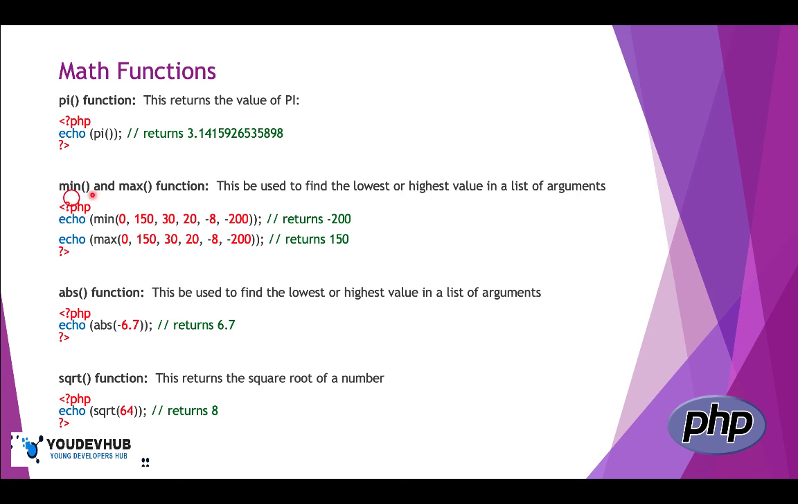We have the min and the max, which help us to determine which number is the minimum and which is the maximum in a given set of arrays. The abs function is used to find the absolute value of a number. The square root also returns the square root of a number. If you have a square root of 64, it's going to return 8. You can go ahead and practice this together.